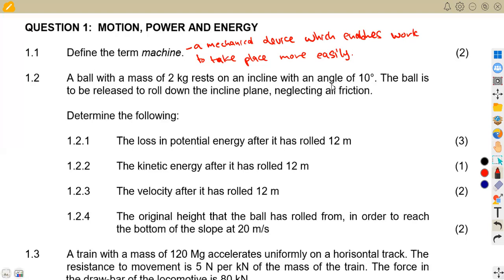So that was 1.1. On 1.2, we are given that a ball with a mass of 2 kgs rests on an incline with an angle of 10 degrees. The ball is to be released to roll down the inclined plane, neglecting all friction. Take note here, we are told to neglect all friction. On 1.2.1, we are to determine the loss in potential energy after it has rolled 12 meters.